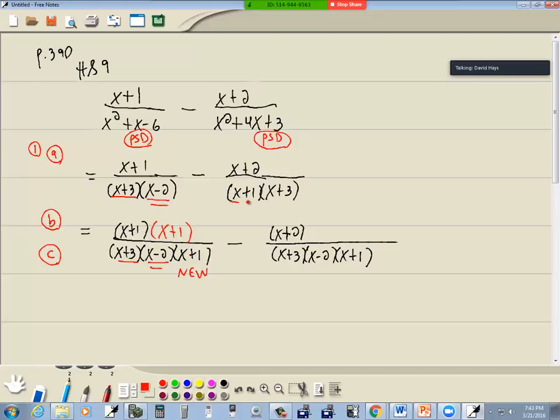Now in the second fraction, here's an x plus 1, the x plus 1 is still there. Here's an x plus 3, the x plus 3 is still there. That new item is the x minus 2. So whatever new item we have down below, we have to put up on top.